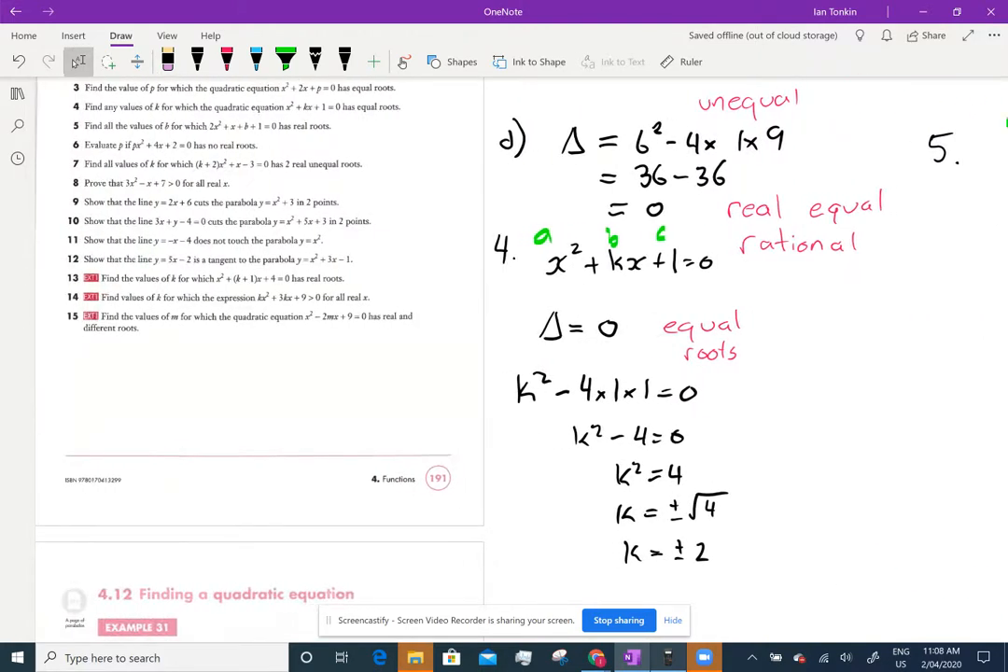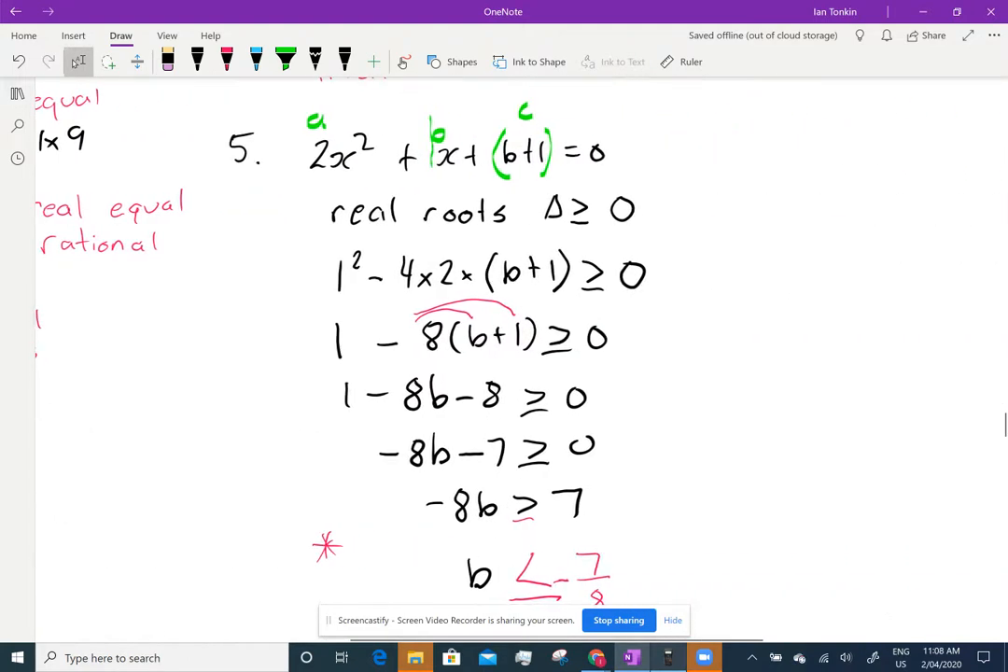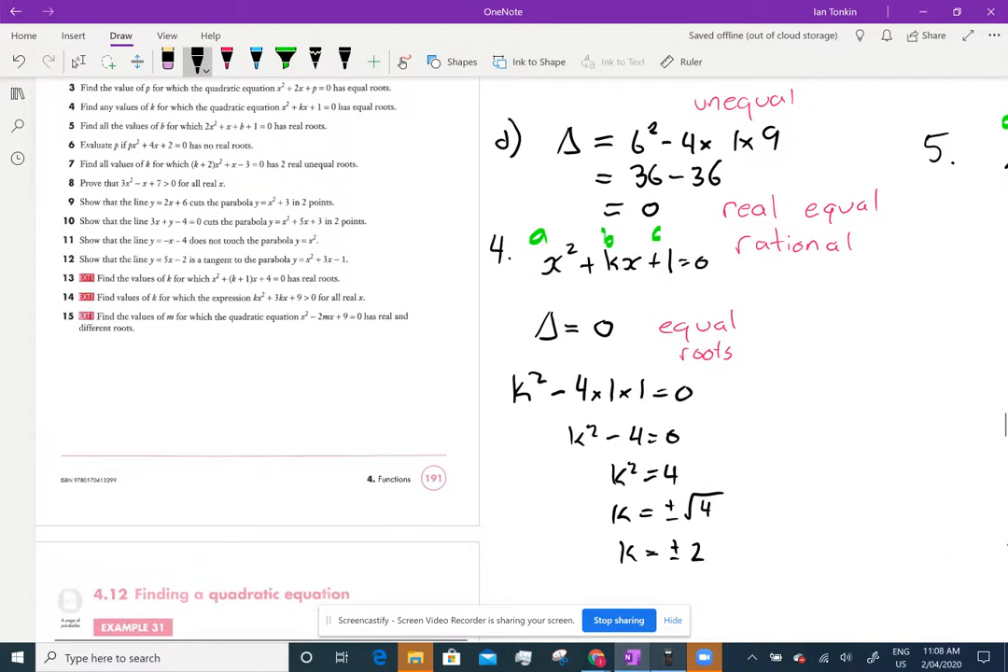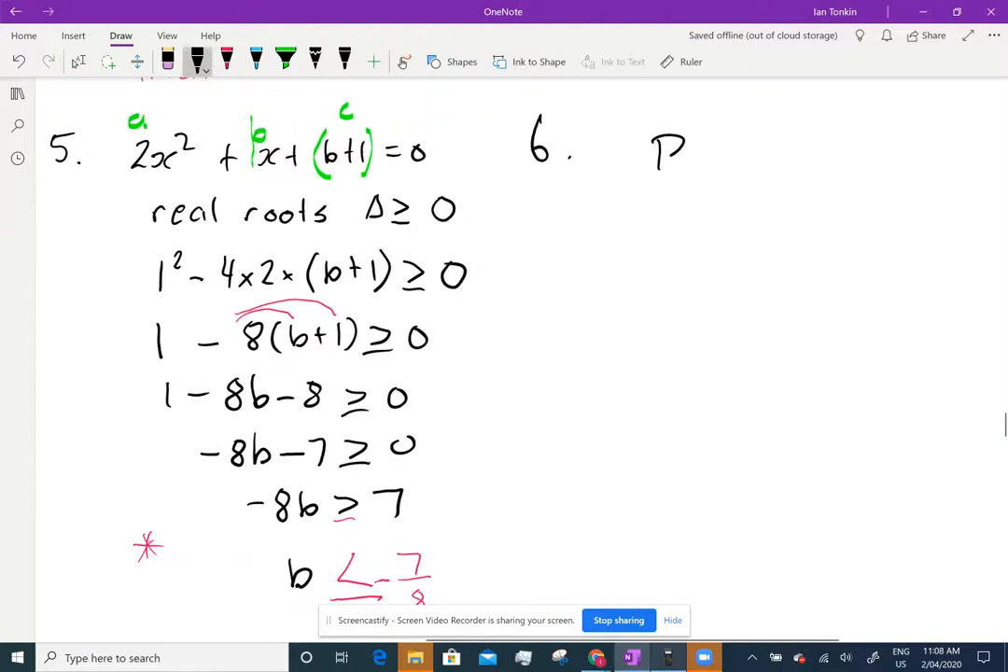So question 6, you're going to do the same thing, except for no real roots, it's got to be less than 0. Less than, I'm not equal to, just less than. I'll do 6 and I'll let you go with the rest. So 6, what do we got? px squared plus 4x plus 2 equals 0.